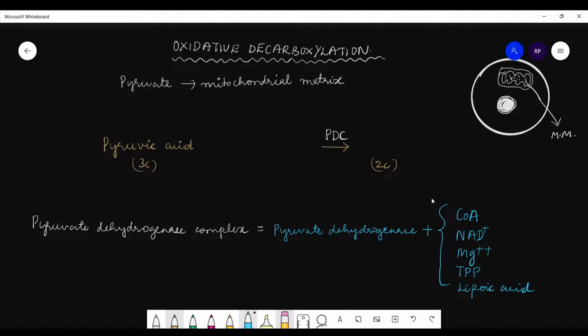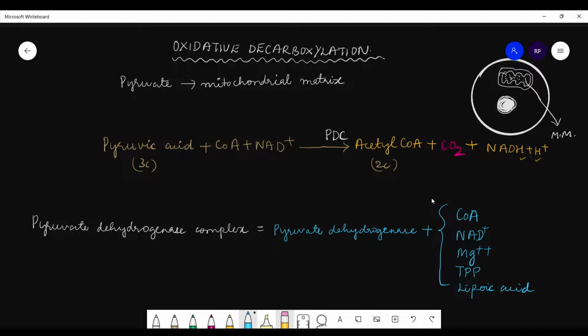So with this pyruvic acid, what is going to happen? CoA is added, NAD plus is added in the presence of pyruvate dehydrogenase complex. We are going to get something called acetyl CoA. Acetyl CoA is the 2-carbon compound produced here with the releasing of carbon dioxide. Very important. That is why we call this step oxidative decarboxylation, right? And we are going to get NADH plus H plus.